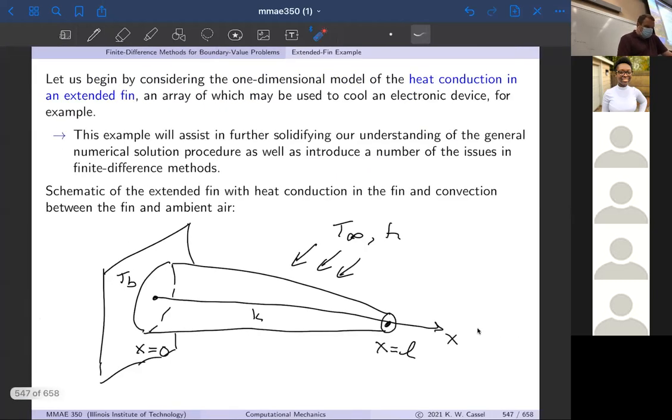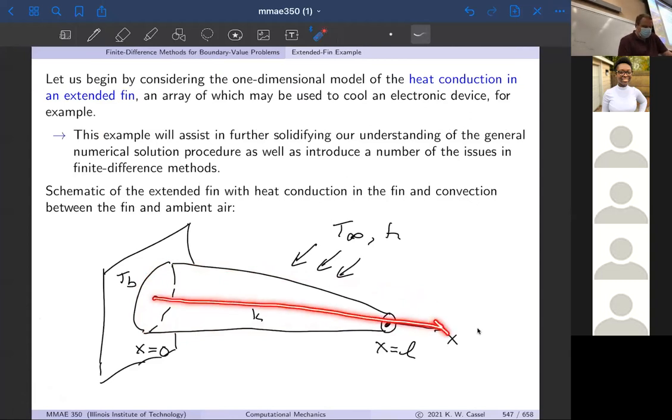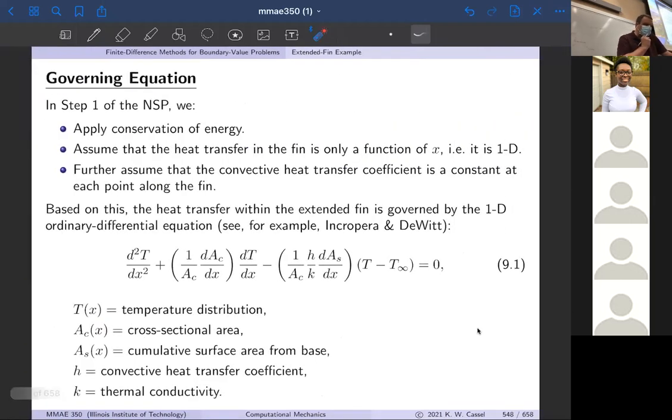And so you can think about different shapes. This could be short and stubby, right? It could be long and slender, like I've drawn it. If it's short and stubby, then saying it's only a function of the length x, distance from the base x, is probably not a good assumption. But if it's a long, slender one, then probably that's okay. If the cross-sectional area is not changing too rapidly along the length, then that's maybe an okay assumption. So it depends. It might be a good assumption, might be a lousy assumption.